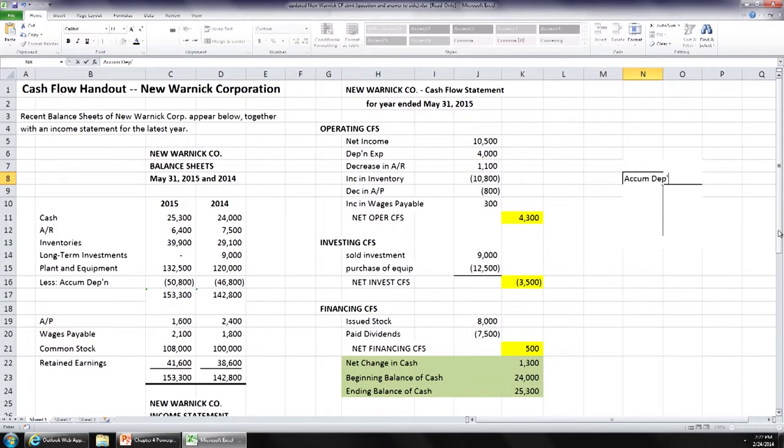accumulated depreciation, okay? Now, what type of account is accumulated depreciation? It's a contra asset, right? So is it a normal debit or credit balance account? It's a credit balance account. What's the beginning balance of accumulated depreciation? In this example, it's 46,800, right? And what is the ending balance? 50,800. Is that correct? Okay.